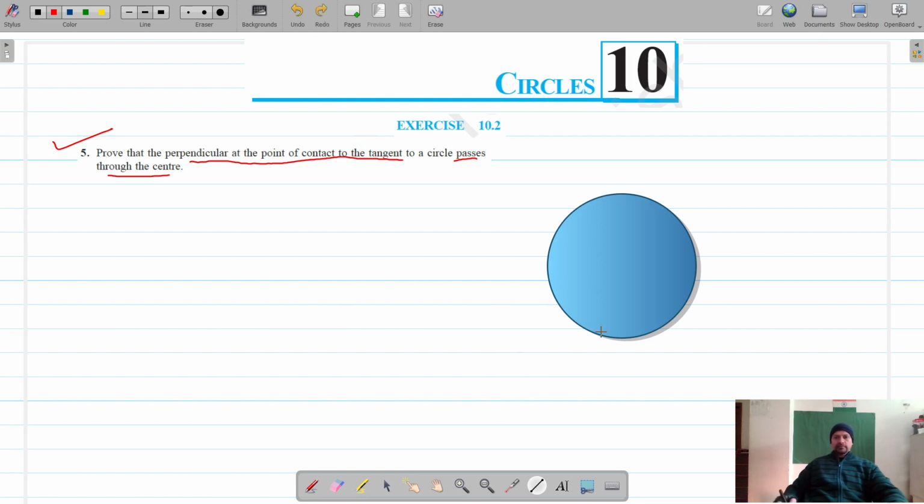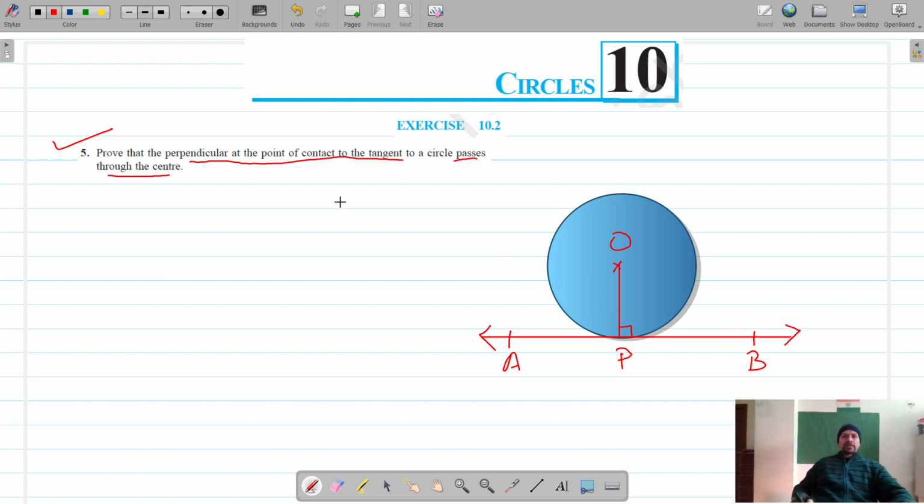Let me draw a tangent to the circle. Let's say this is the tangent, and the name of this tangent be AB. Let O be the center of the circle. We have to prove that the perpendicular at the point of contact, say P, to the tangent passes through the center O.